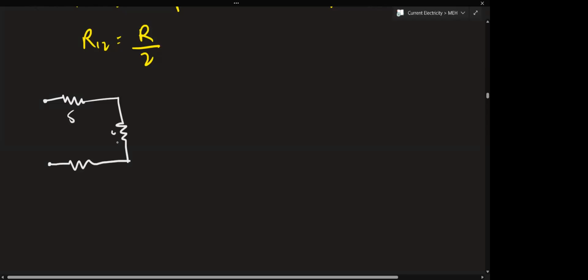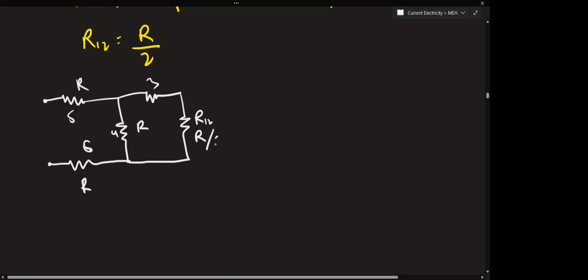This was 5, this was 4, this was 6. All were having the value R. This was 6. And the third one was connected like this. Instead of the second and first one which were connected, we are having a common R12 here, whose value is R by 2. The other values are R, R, R.